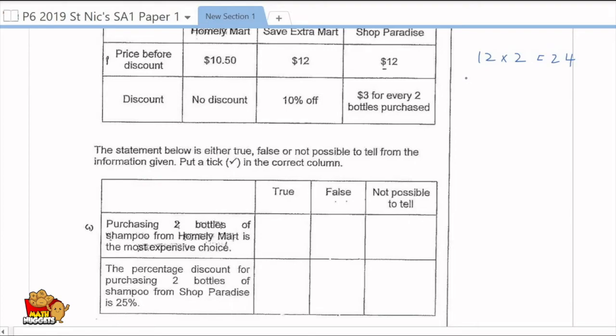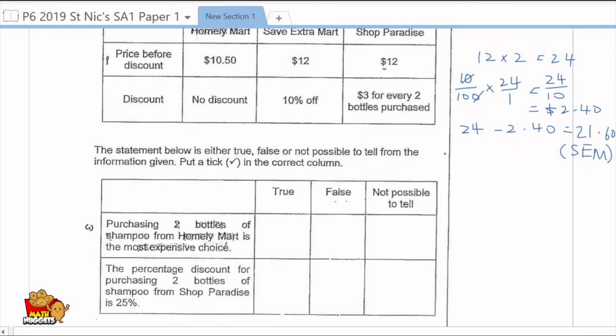If we get 10% off, so let me find out the discount. 10% off $24. So this is 24 divided by 10, which is $2.40. So original price $24 minus $2.40, we need to pay $21.60. This is for the Save Extra Mart.